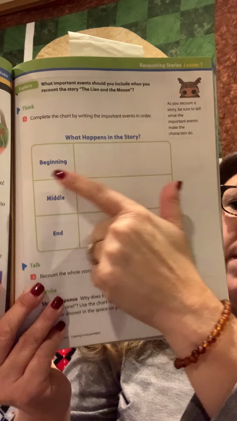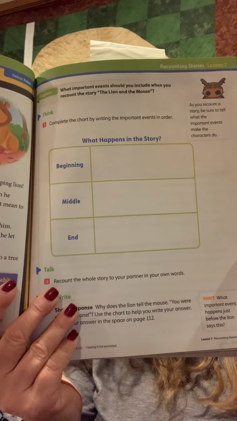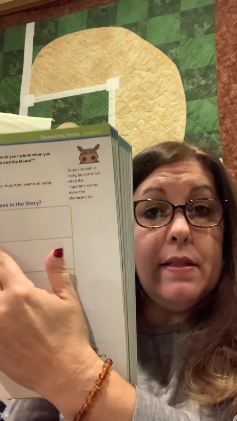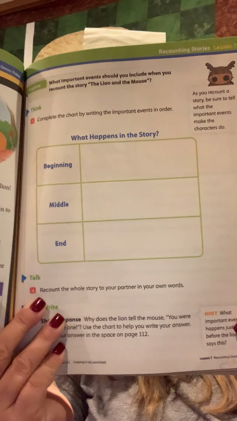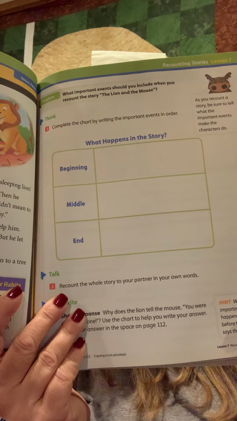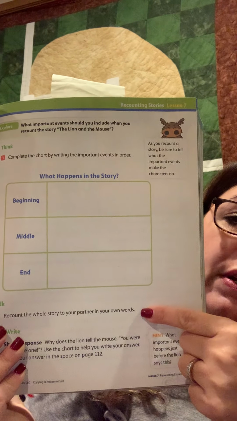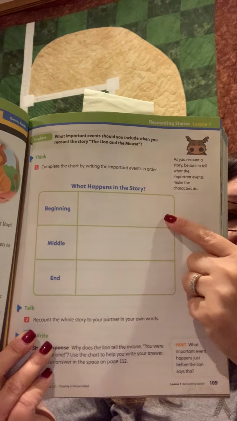Let's take a look at this chart. Beginning, middle, end. So what happens in the story? What I'd like you to do here is to talk about the events of The Lion and the Mouse. What happened in the beginning of the story, the middle of the story, and the end of the story. Go ahead and fill that box in. And then it tells us to recount the whole story to your partner in your own words down here. Recount means to retell. So you can share this with someone in class or with someone at home. The beginning, the middle, and the end.